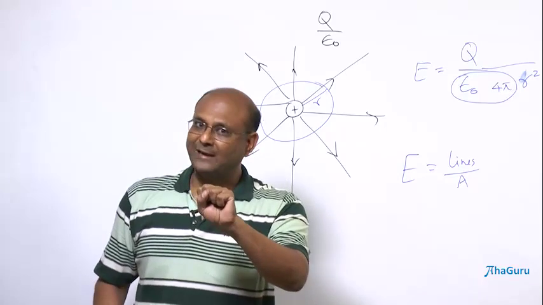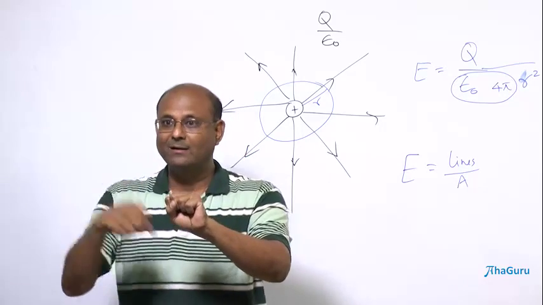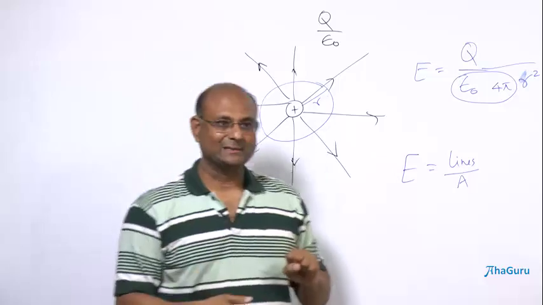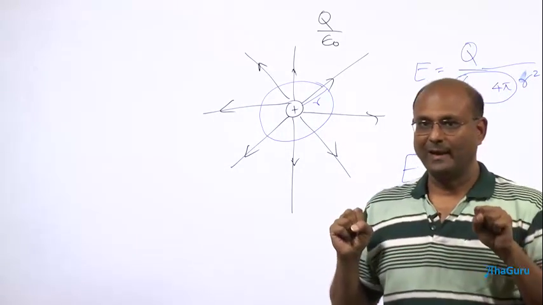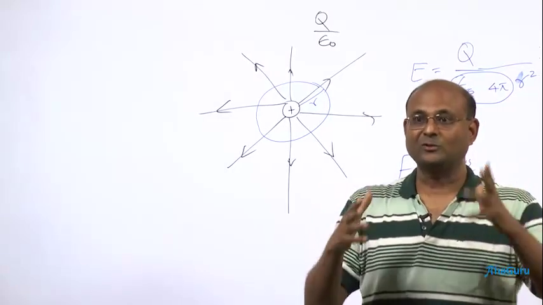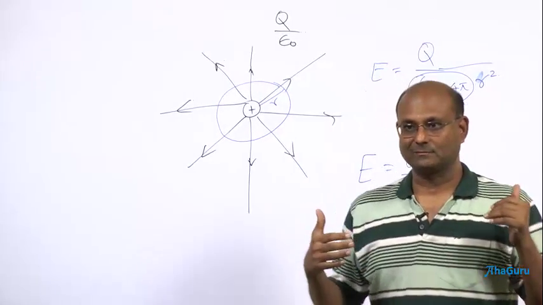And if you are minus 5 coulombs, you will pull in 5 by epsilon naught lines. You are plus if you send out lines, you are minus if you pull in lines. And you are Q because you send out Q by epsilon naught lines.